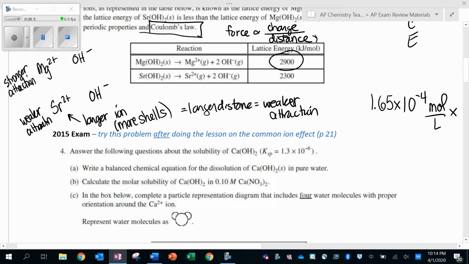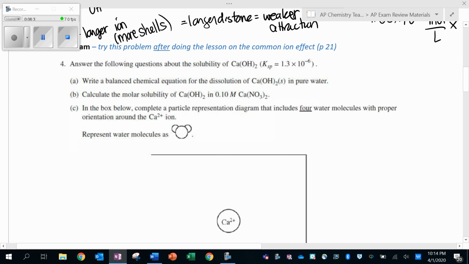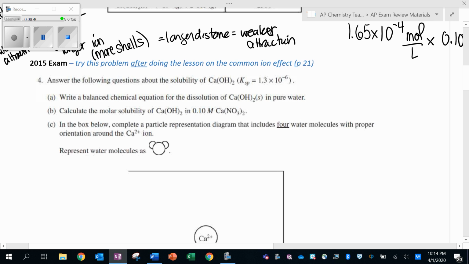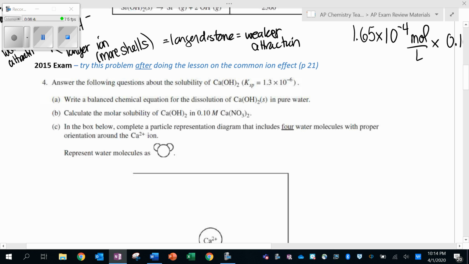And now let's look at the 2015 one. So 2015 has to do with the solubility of calcium hydroxide. So the first question is, write the balanced chemical equation for the dissolution of calcium hydroxide in pure water. This is a fancy word for dissolving.